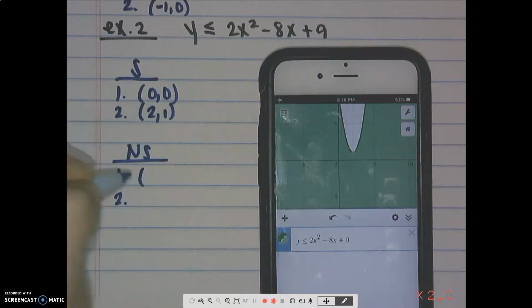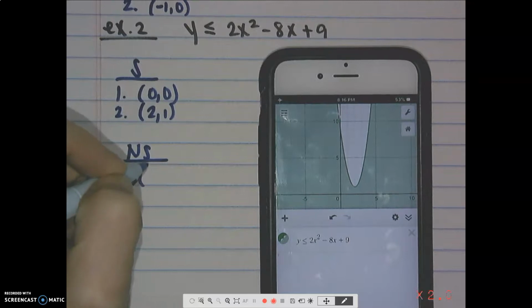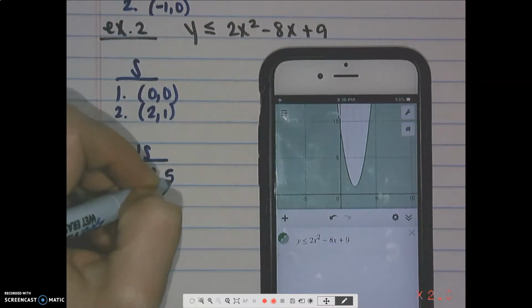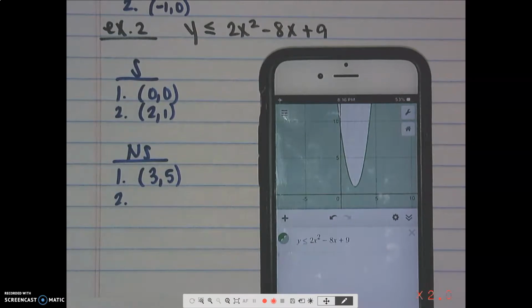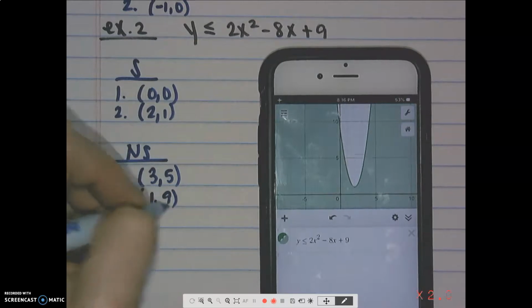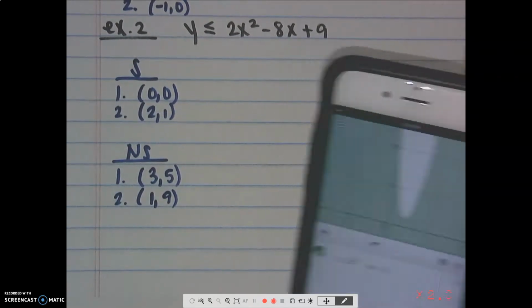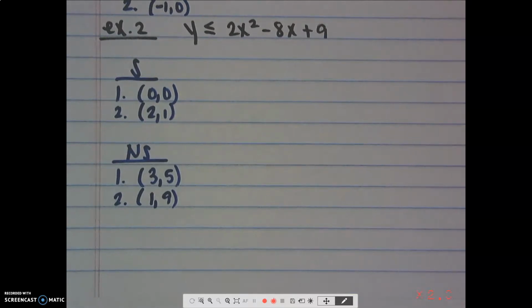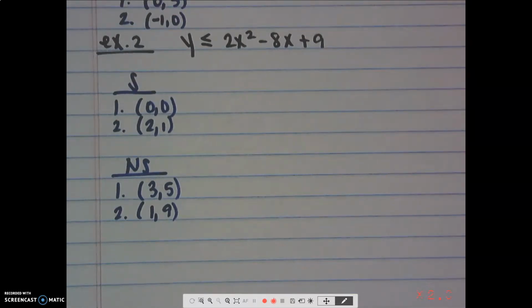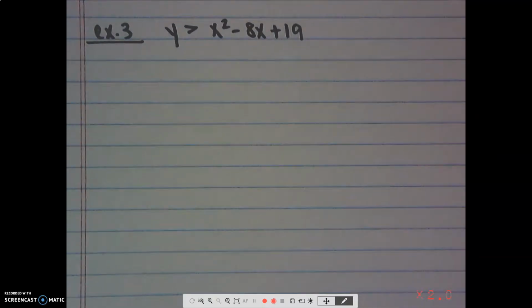Non-solutions are going to be things that are not in the shaded area. We might need to move a little bit if you want to choose some different values. So the point 3, 5, not in the shaded area, or the point 1, 9, not in the shaded area as well. Again, those are not the only two solutions and the only two non-solutions. You can pick, and I would highly suggest that if you're not sure they are in the correct category, you type in the coordinates of those points, take the quick moment to do so, and check to see if they actually work or not.